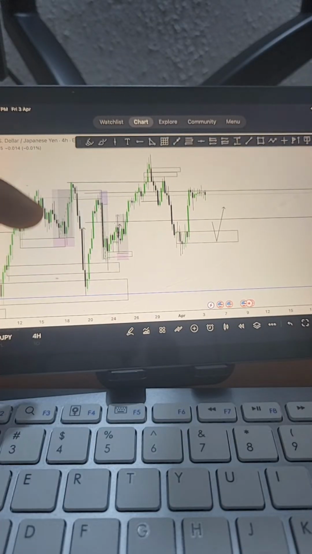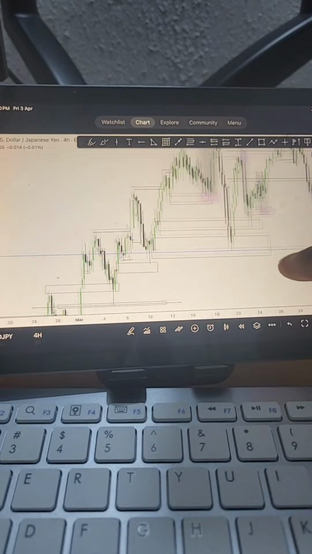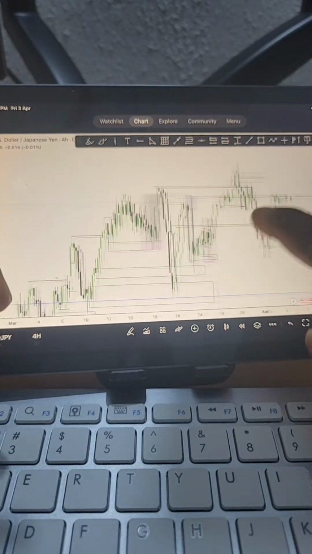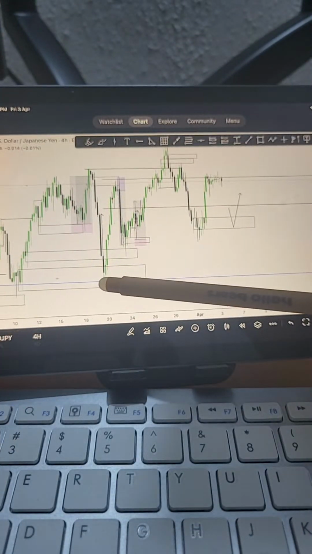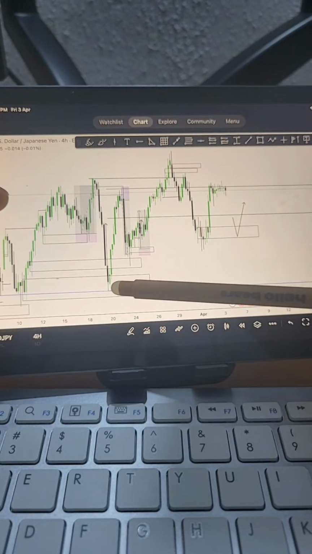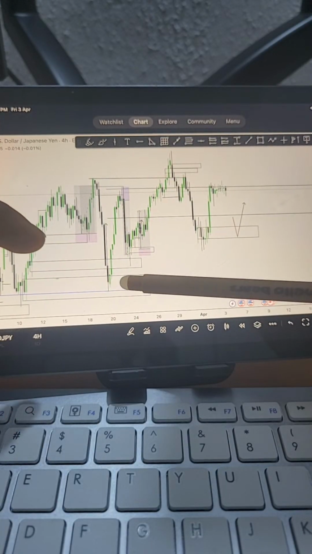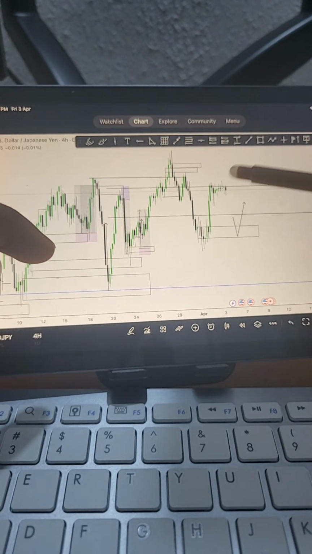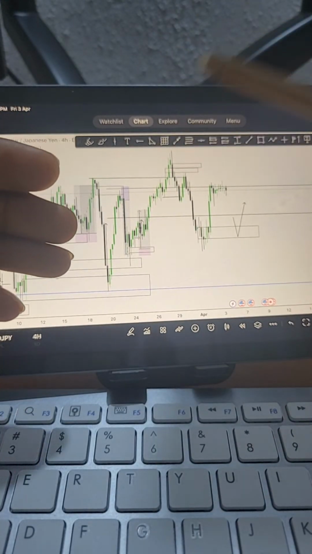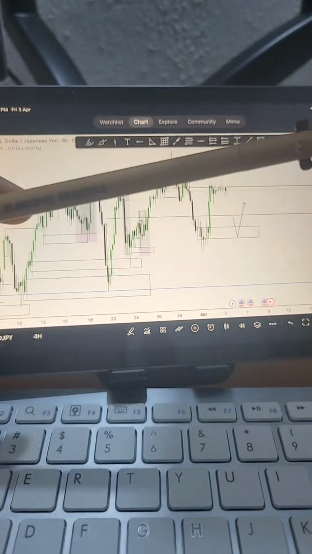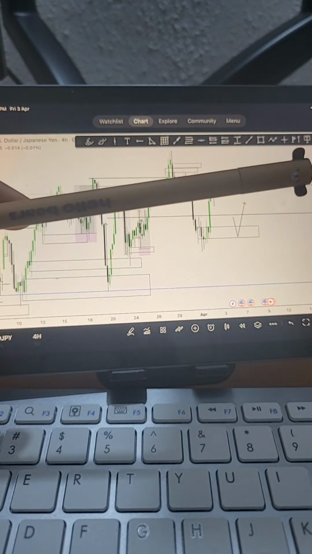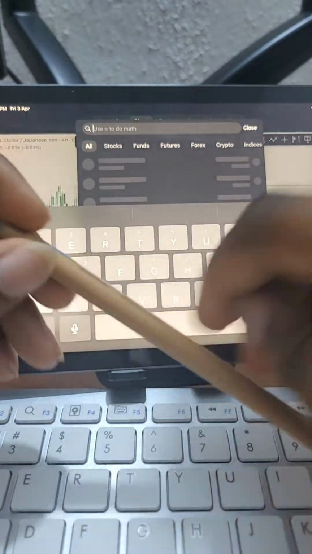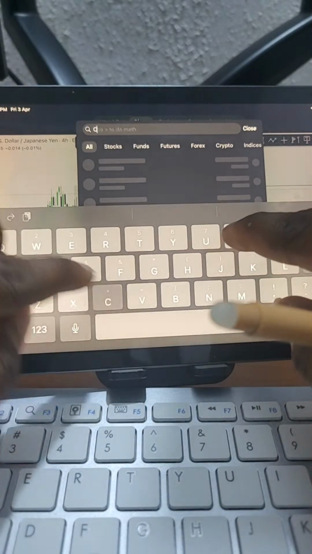So currently USD JPY is in an uptrend. See, it has been trending up. So until price violates this low, until price comes and breaks this low you are seeing here, I will continue to be looking for buy opportunities. So if price does not break this low, then we are going to be looking for buys. But if price breaks this low, I will change my direction to bearish. So that is what I'm currently anticipating now on USD JPY. So let me check the CAD JPY.